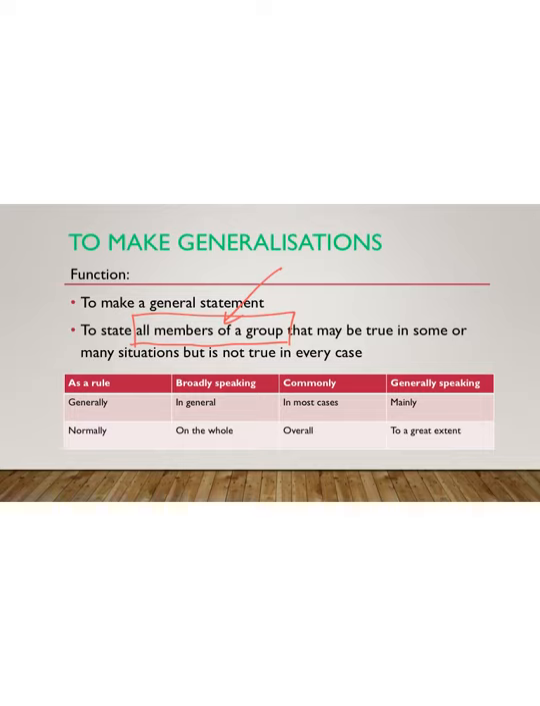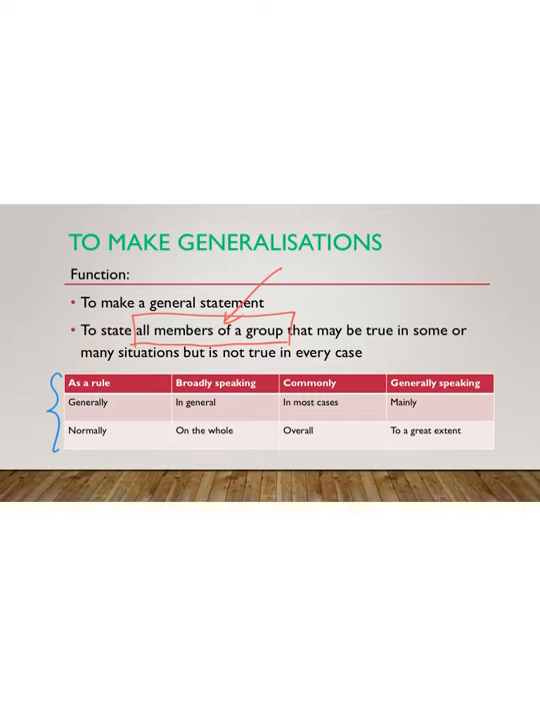And so these are some very common examples of making generalizations, like as a rule, broadly speaking, commonly, generally speaking, generally, in general, in most cases, mainly, normally, on the whole, overall, to a great extent.